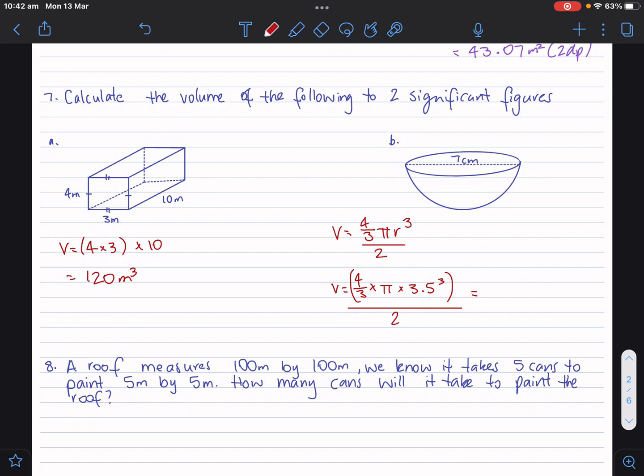It's very important to use brackets for the top here. 89.797 ... Two significant figures. First significant figure is your first non-zero number, 3, 9. That 7 is going to impact that 9 and make that 40 centimeters cubed.